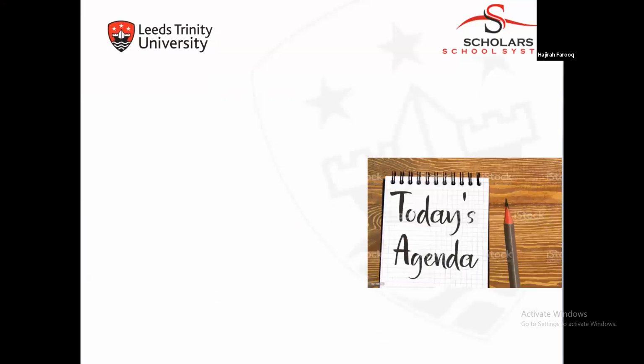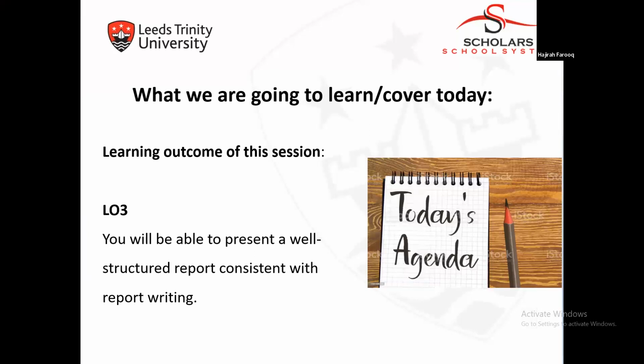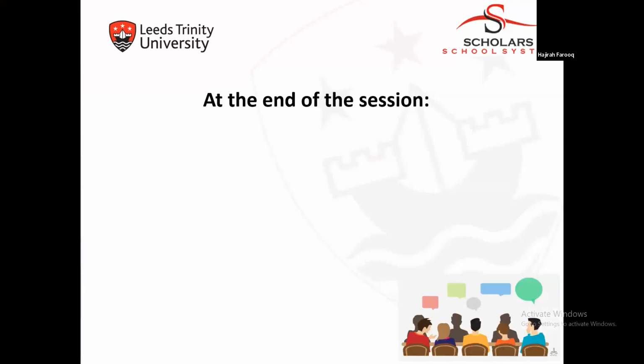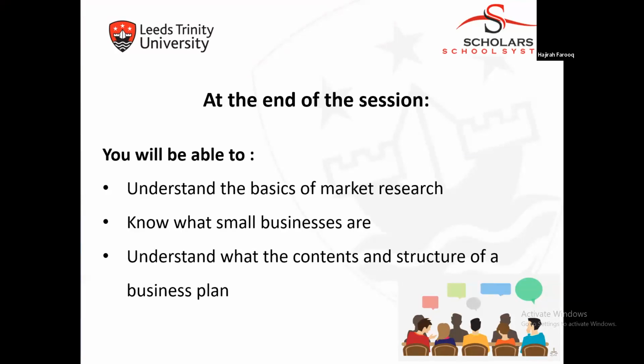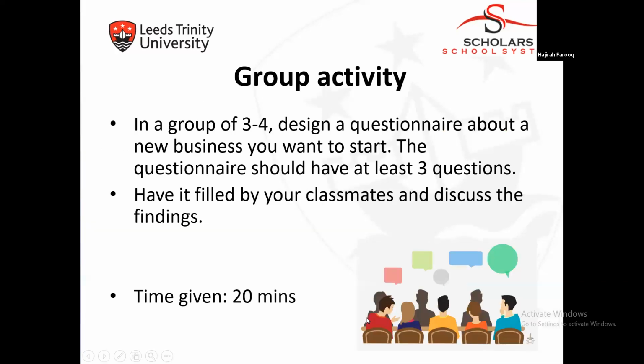So for the summary of week 6, we covered the same learning outcome 3 on how to devise a proper report. And by the end of the session, you will be able to understand the basics of market research, know what small businesses are, and understand what the contents and structure of a business plan is. So we started off this lecture, the week 7 lecture, with a group activity where the students were supposed to design a questionnaire about a new business that they want to start. The questionnaire should have at least 3 questions, and then they will have it filled by their classmates and discuss their findings.